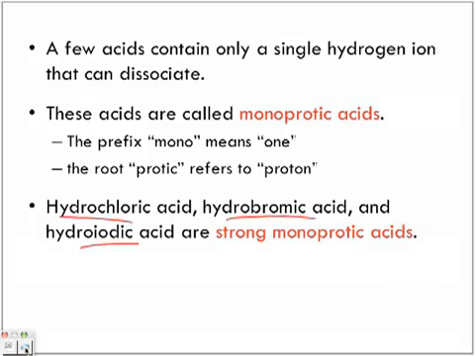But we know that it's monoprotic because hydrochloric acid is H combining with a Cl. So it's only one H with the Cl, one H with the iodine, one H with the bromine. So we can only give off one proton of hydrogen.